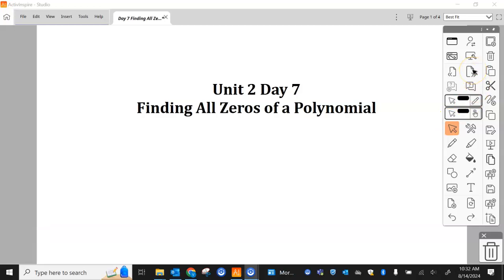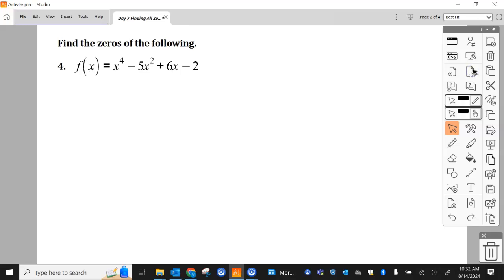Okay, now we have another example to find all zeros of a polynomial. So I gave you x to the fourth minus 5x squared plus 6x minus 2. This 4 right here tells us that we are going to have 4 zeros. So first step, we want to list out all of our potential zeros, and then we're going to do synthetic division from there.